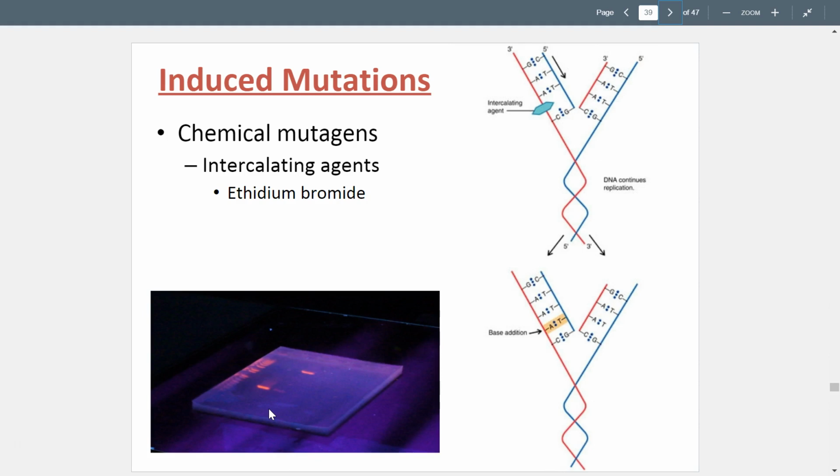I was like, yeah, I want to have kids. I'm going to practice safe practices when dealing with this, because if it incorporates into your DNA, it's called an intercalating agent because it does just that. It sticks to the DNA.